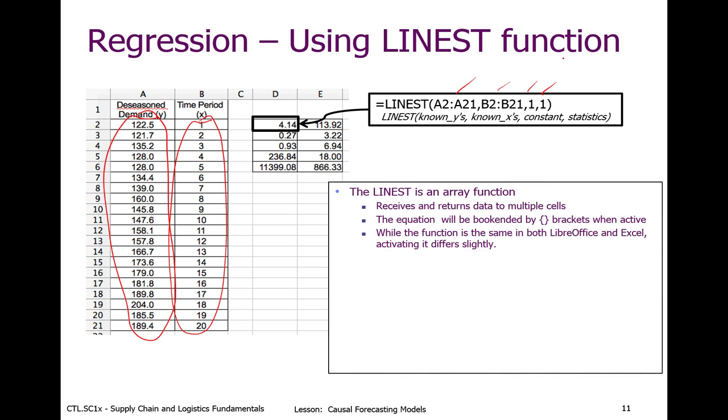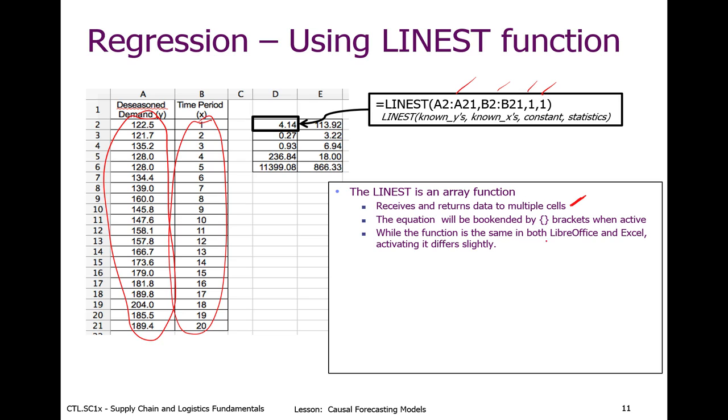So this is an array function. It's a little tricky, right? Because most functions that we've used so far in Excel and in LibreOffice and any spreadsheet return one value to one cell. What array functions do, regardless of the spreadsheet, is that they can receive and return data to multiple cells. So whenever you have an array function or an array equation, you'll get these little curly brackets on either end of it. It'll be bookended by those brackets when it's active.